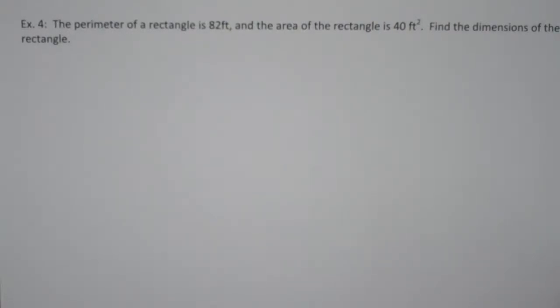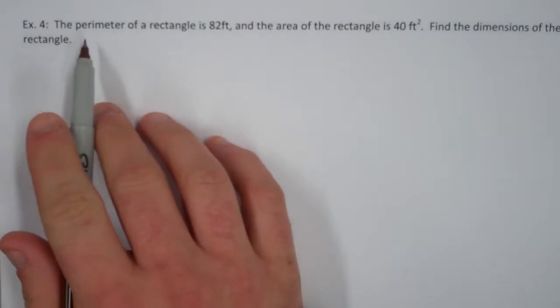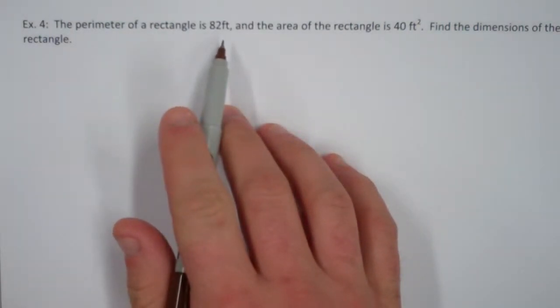In example 4, the perimeter of a rectangle is 82 feet, and the area of the rectangle is 40 feet squared. We want to find the dimensions of the rectangle. Well, let's use what we know. The perimeter of the rectangle is 82 feet.